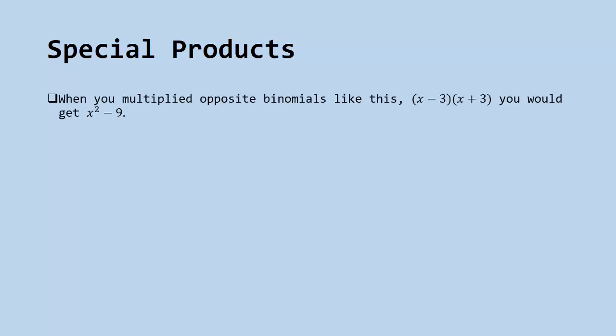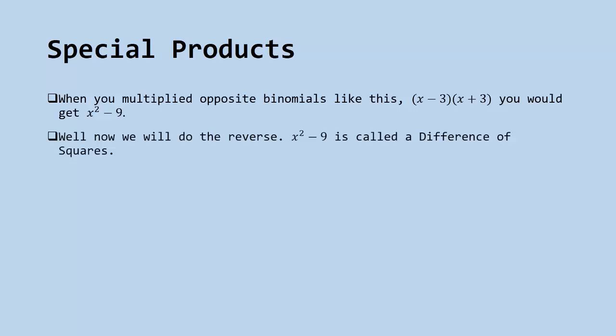In this lesson, we're going to cover some special products in terms of factoring. Let's look, when you multiplied opposite binomials like this, x minus 3 times x plus 3, you would get x squared minus 9. Well, now we're going to do this in reverse to factor. x squared minus 9 we call difference of squares, or difference of two squares.